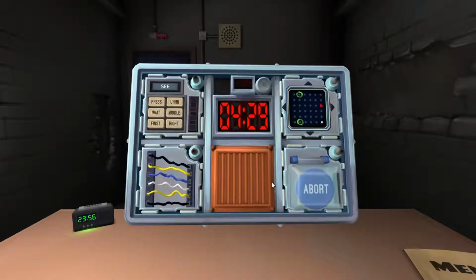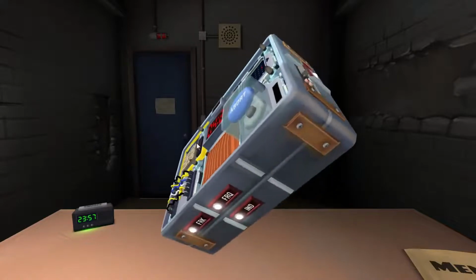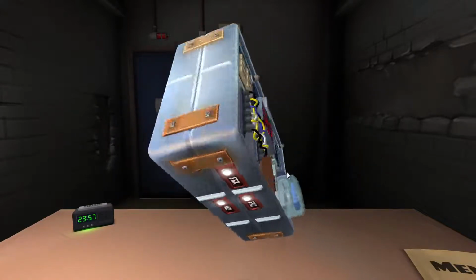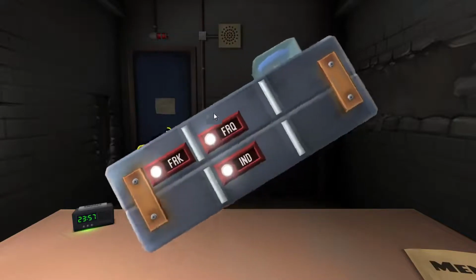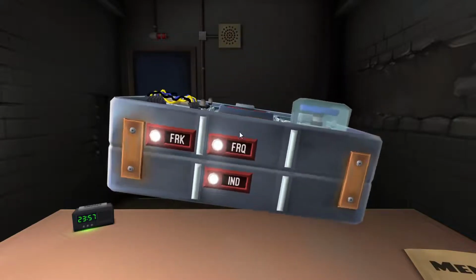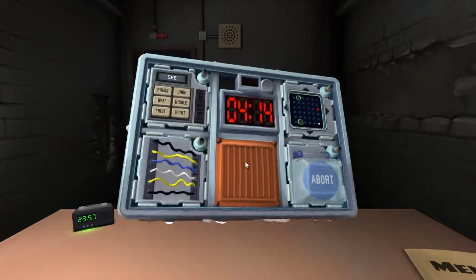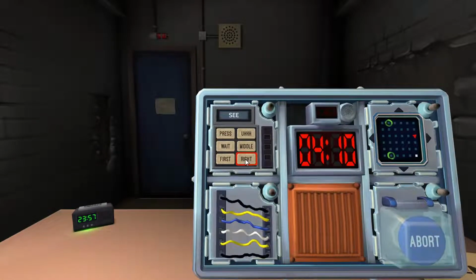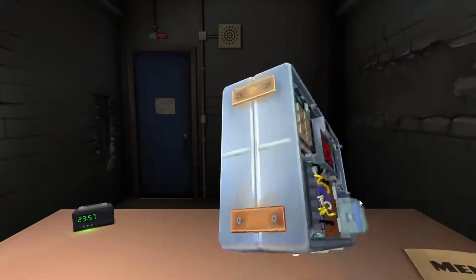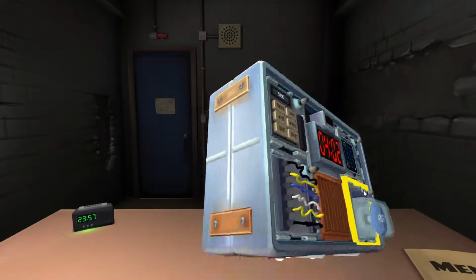Okay, Novadin. It's a blue button. It says abort. There are a lot of indicators around. There are lit indicators: MSA, IND, FRQ, FRK. Maybe that might help you. All right, what's the bottom right word? Right, it's called right. Batteries? Yes, is there a yes? There is no yes. Wait.